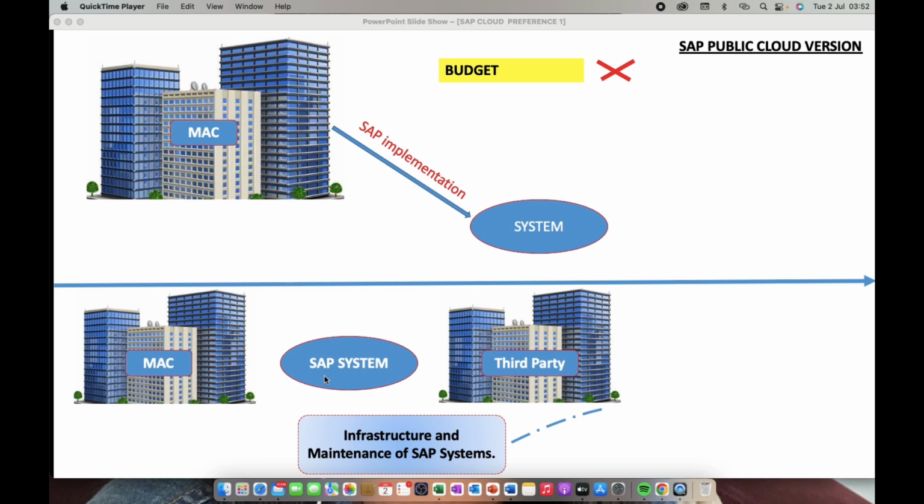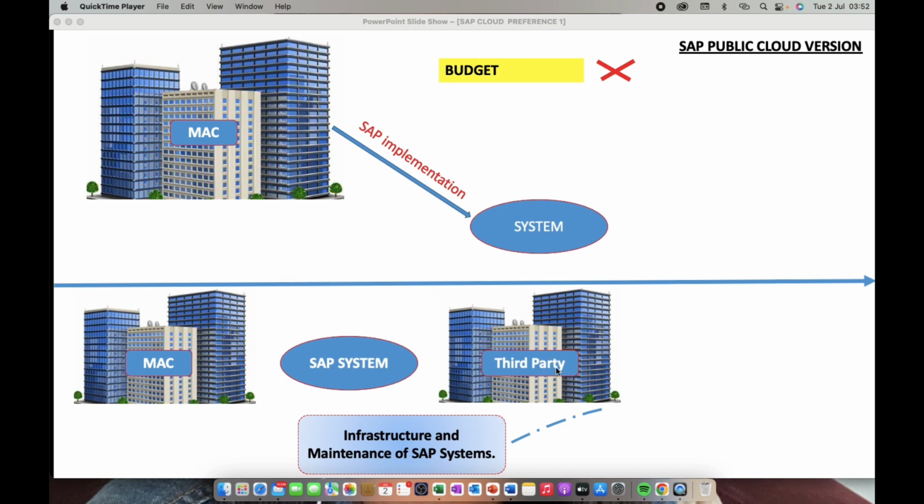Instead of this SAP software being installed on my own server, all right? So for Mac company, the SAP system is meant to be installed on Mac's server. But because of these business needs that I have stated, and of course it has been preferred that I go for the SAP public cloud, it will not be installed on my own server, all right? And that is why we have a third party.